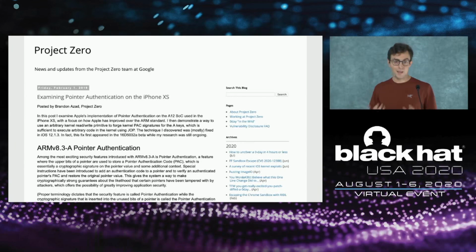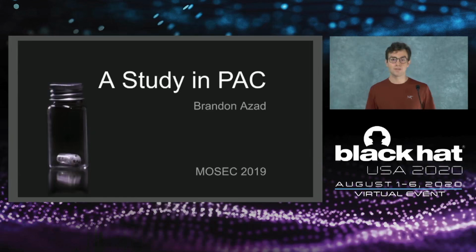So the idea was Apple had added this new PAC security feature, and I wanted to find a way to bypass the control flow integrity that it provided. So I put pointer authentication under the microscope and eventually ended up finding 5 different ways to bypass pointer authentication in iOS 12, which I then presented in a study in PAC.